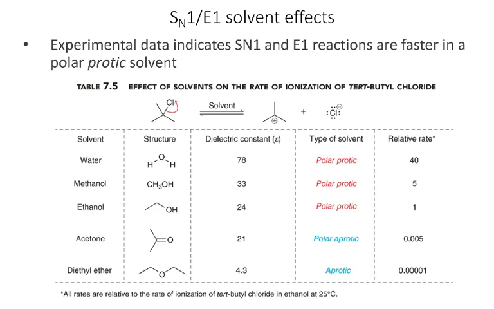And finally, they have the relative rates down here. And so you can see the reactions are fastest in the presence of polar protic solvents. And the more polar the solvent is, the faster the reaction is going to be. And so this is actually the opposite of SN2 reactions. If you remember, SN2 reactions favor aprotic solvents, whereas SN1 and E1 reactions favor polar protic solvents.